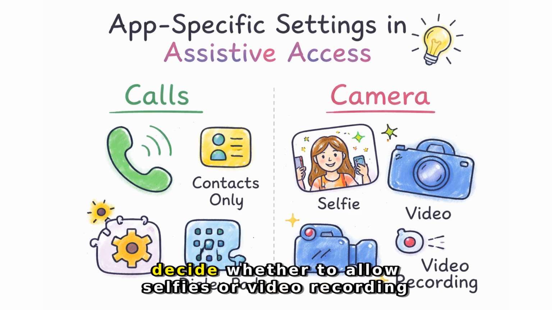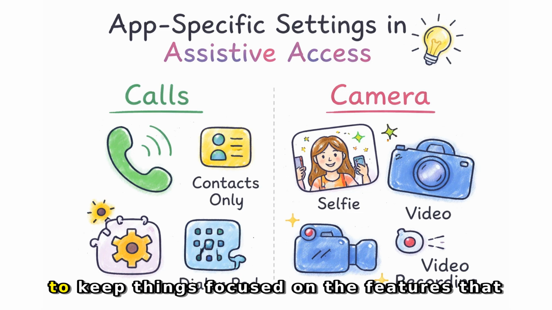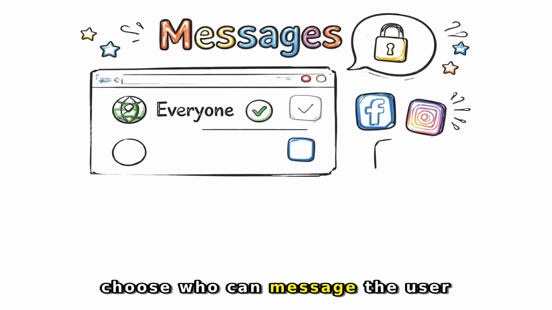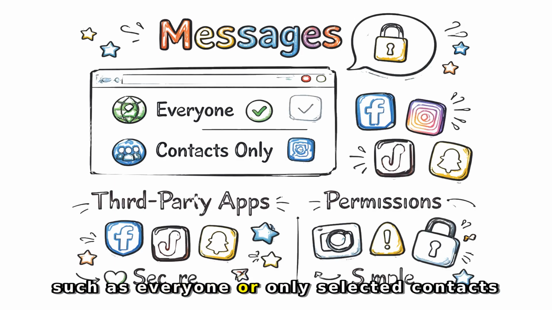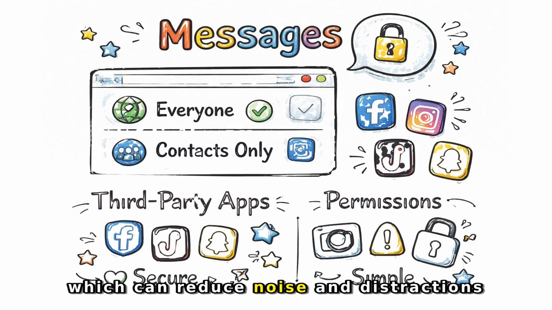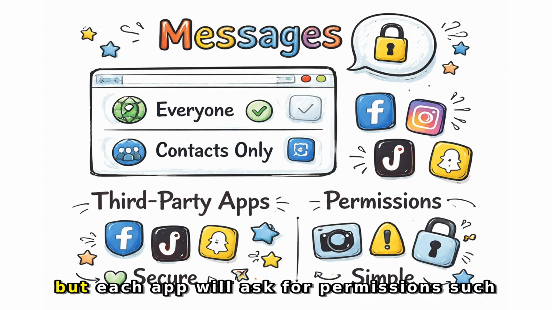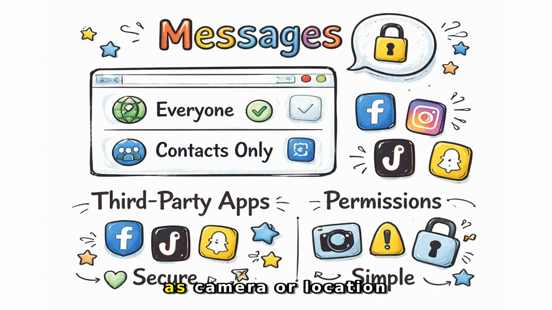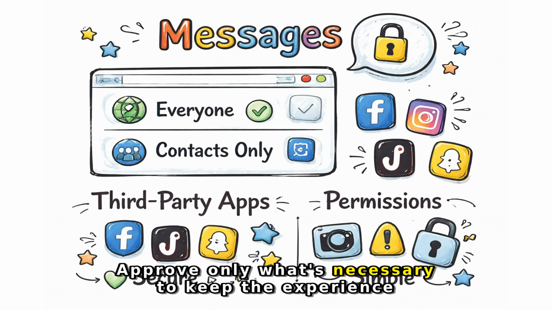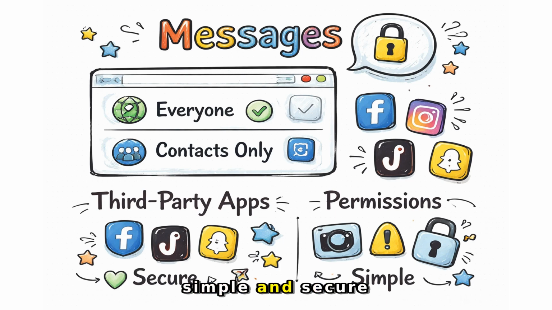In Camera, decide whether to allow selfies or video recording to keep things focused on the features that matter. In Messages, choose who can message the user, such as everyone or only selected contacts, which can reduce noise and distractions. You can also include third-party apps like social media, but each app will ask for permissions, such as camera or location. Approve only what's necessary to keep the experience simple and secure.